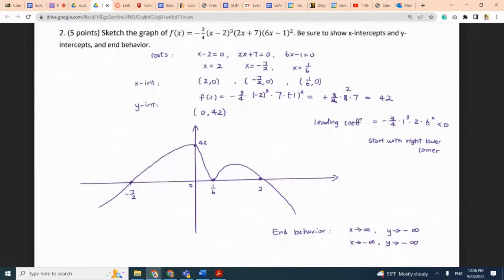Okay, problem number 2. We want to graph this polynomial function. And because it's already factored, the first thing we do is we set each factor equal to 0. And remember your x-intercepts, they are points, okay? A point is an ordered pair, so parentheses, the x-coordinate, comma, the y-coordinate, parentheses. So that's why, okay, x-intercept are 2, 0.